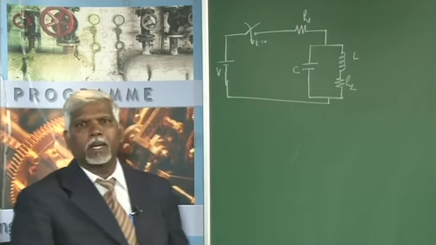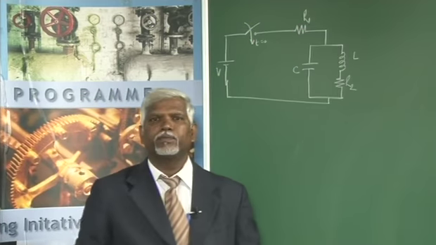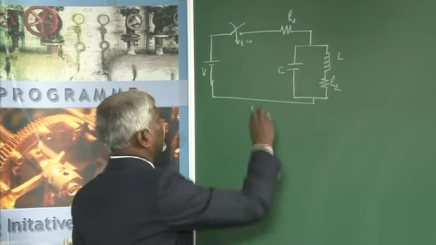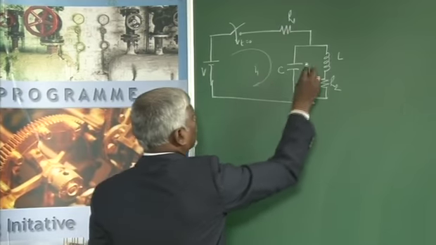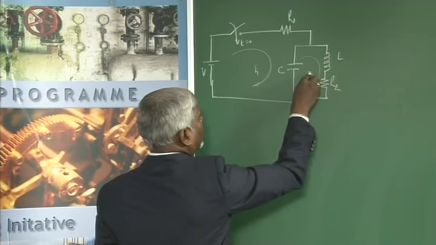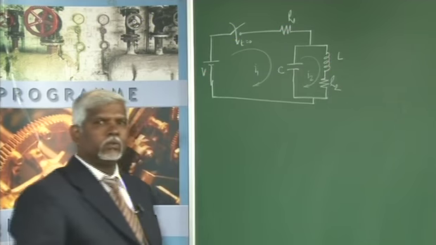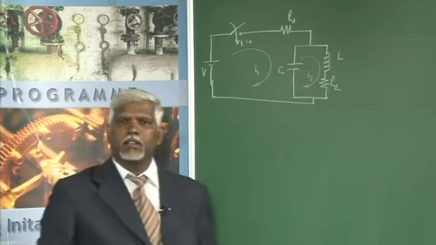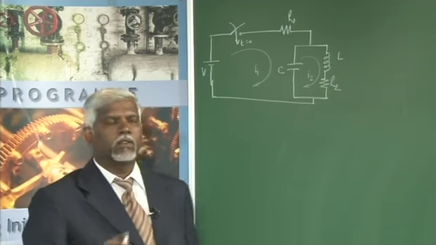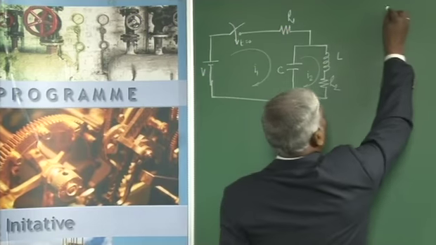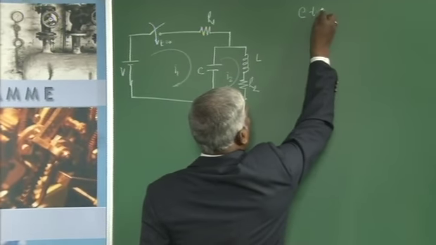We can take two loop currents here, I1 and I2. As usual, I can assume I1 is one loop current. It is not specified anything, so I can take the other as I2. So, the first part is the history of the network. We need to see the network at t equal to 0 minus.